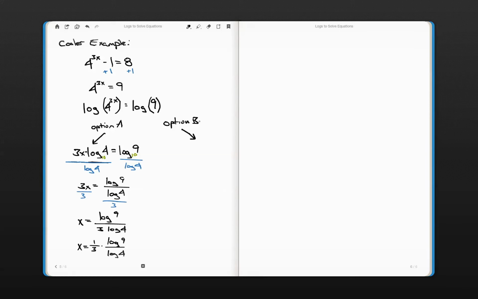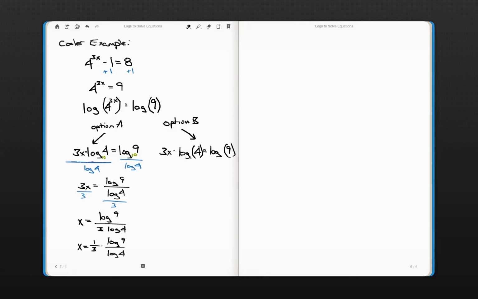Now, what about option B? I'm going to do the same thing. I'm going to bring the exponent out front. I'm going to say that 3x times the log of 4 equals the log of 9. Now, still very important, I'm not multiplying by the log, right? This is a function. I'm putting my 4 in a box and I'm putting my 9 in my box.